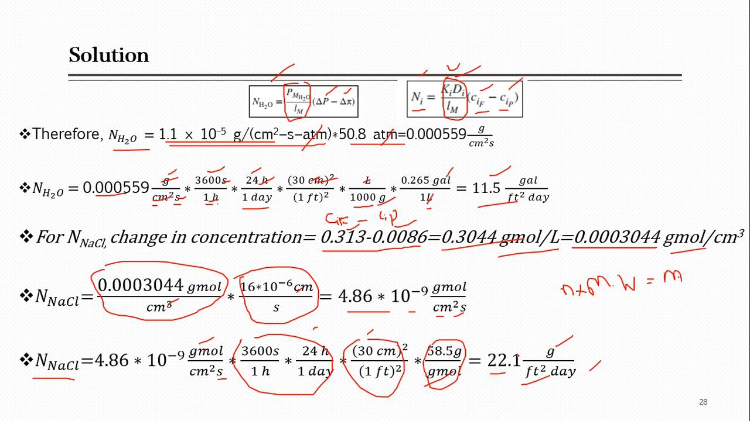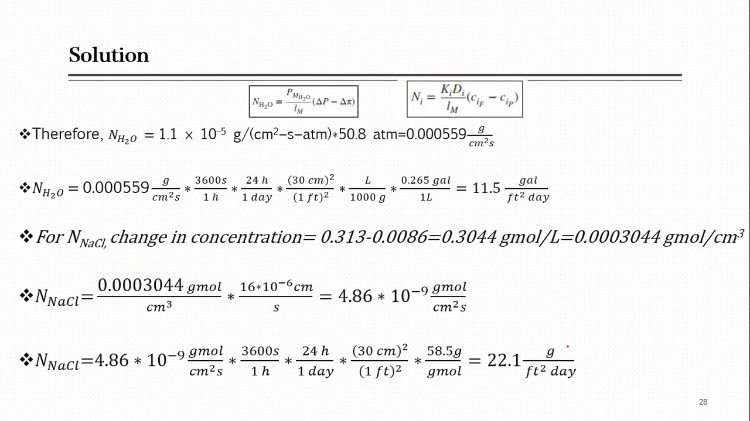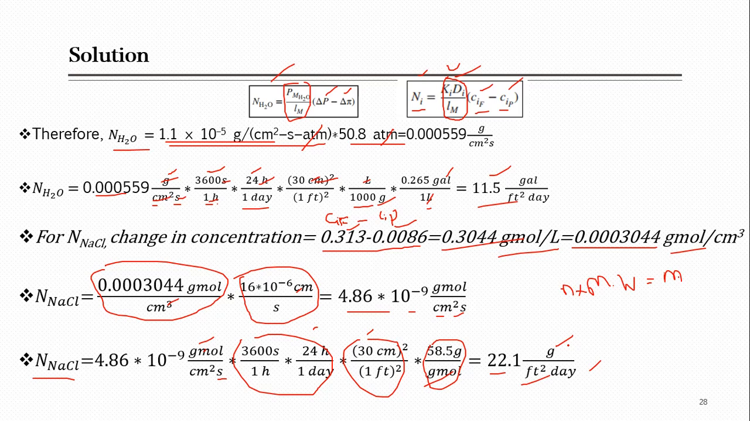So you can see here that that's a very small amount as compared to the flow rate of water. That's like 11.5 gallon per day, and you have seen that it's a very small amount, 0.05% in the water. So up to here we have calculated both NaCl and water flux. So next, the last part of the question was about concentration polarization.